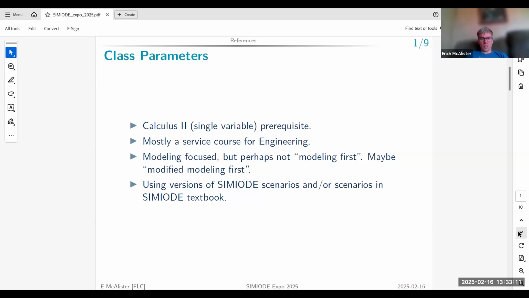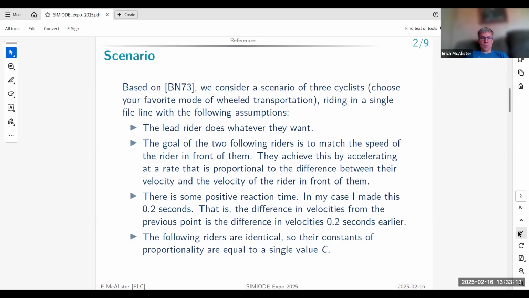So here's my scenario, and I'm sure at the end slides will be available to us. I'm gonna try this one more time. Where is my chat? Chat. Let's stick this link in the chat.